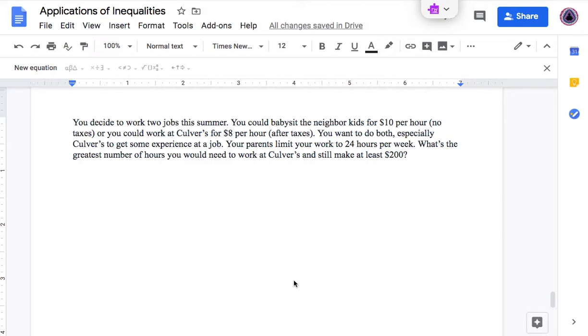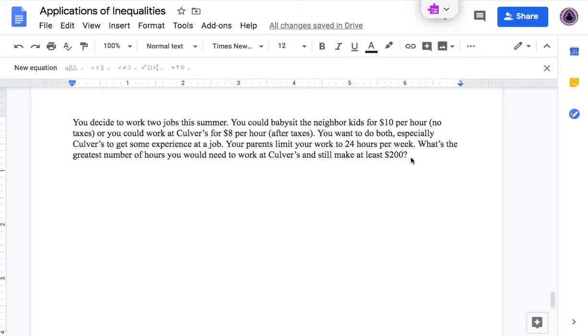You could babysit the neighborhood kids for $10 an hour, with no taxes taken out of that money. Or you could work over at Culver's for about $8 an hour after all your taxes are taken out. You want to do both, and especially some hours at Culver's because you want some experience at a job situation. Your parents, however, have said you're kind of young, so they limit your work to 24 hours per week. What's the greatest number of hours you would need to work at Culver's and still make at least $200?